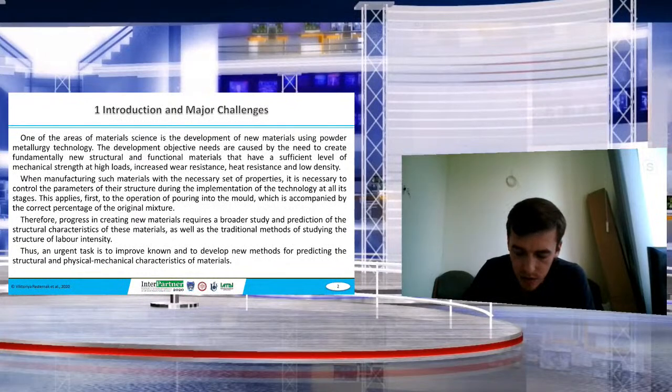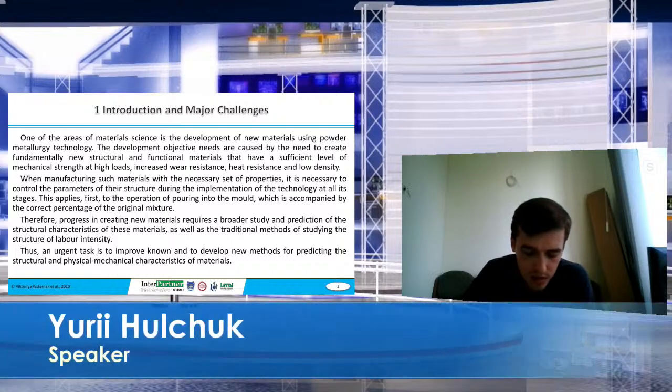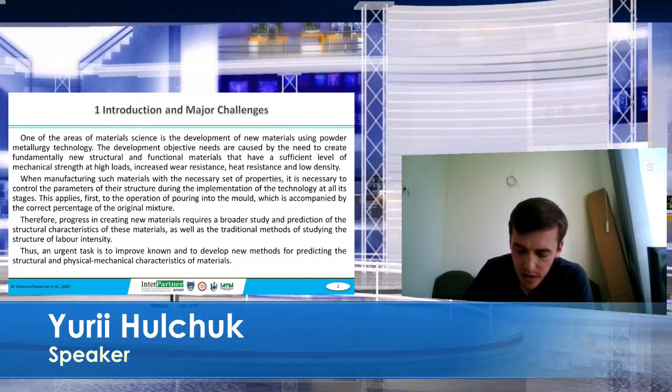When manufacturing such materials with the necessary set of properties, it is necessary to control the parameters of the structure during the implementation of the technology at all its stages. This applies, first, to the operation of pouring into the mold, which is accompanied by the correct percentage of the original mixture. Therefore, progress in creating new materials requires a broad study and prediction of the structural characteristics of these materials, as well as the traditional methods of studying the structure. Our urgent task is to improve and develop new methods for predicting the structural, physical, and mechanical characteristics of materials. Next, slide 3.